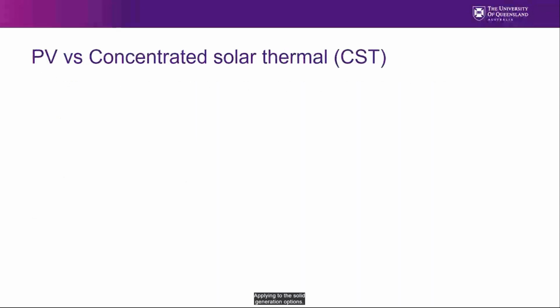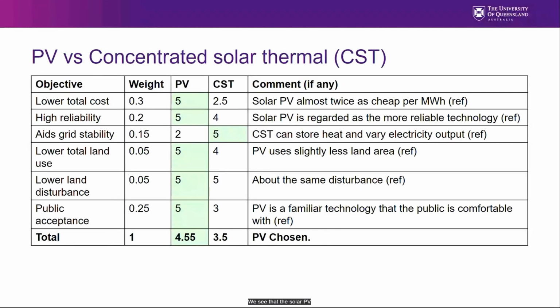Applying this to the solar generation options, we see that the solar PV comes out a long way in front. It is the better option across all criteria except for grid stability, given that concentrated solar thermal plants are able to modulate their electricity export. On all other objectives, solar PV performs better and has a score of 5. This leads to an overall score of 4.55 versus 3.5 for the concentrated solar thermal.